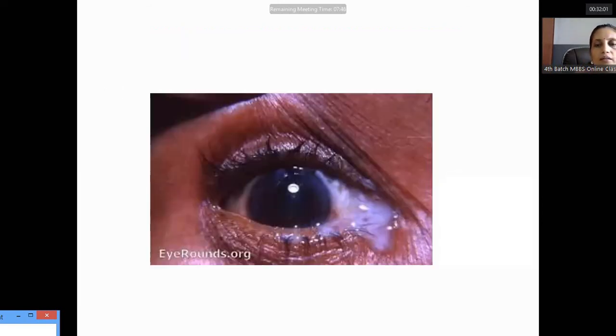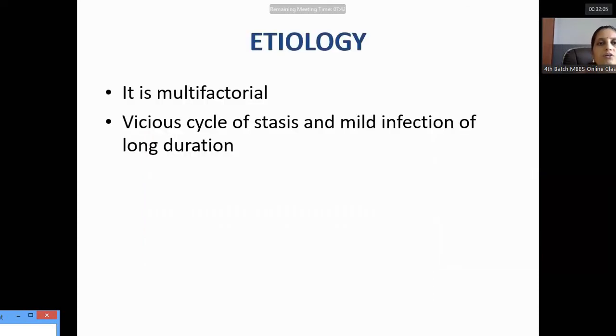Now, chronic dacryocystitis is the most common presentation, more than acute dacryocystitis. So there can be plain watering, or there can be mixed discharge. It is multifactorial and a vicious cycle of stasis and mild infection for long durations. It can occur.